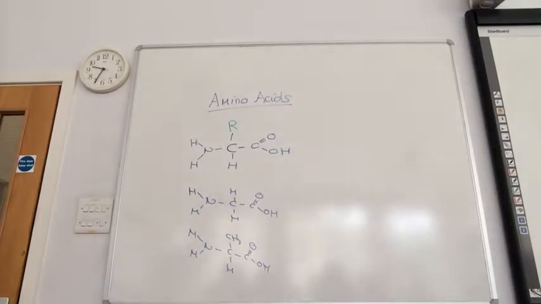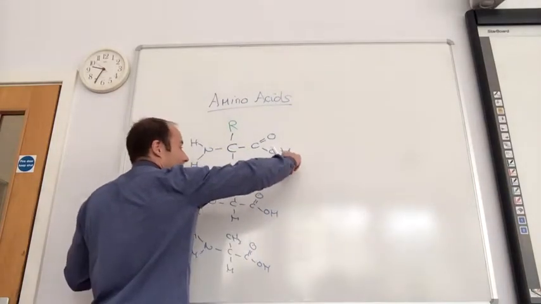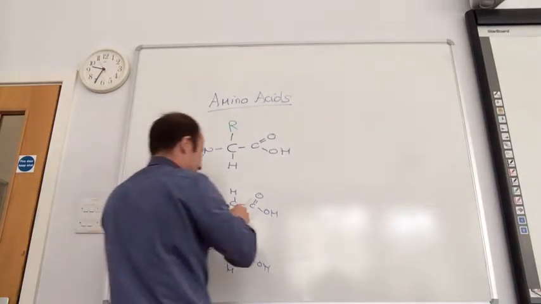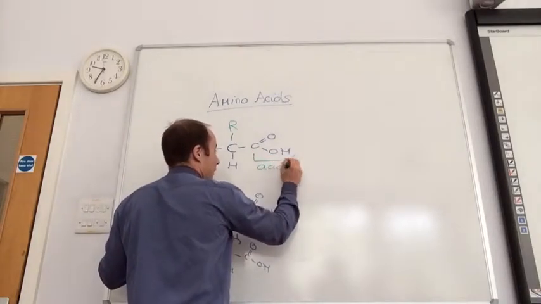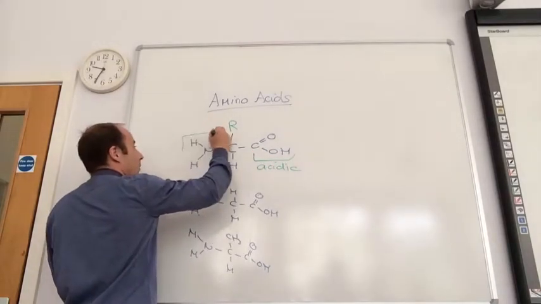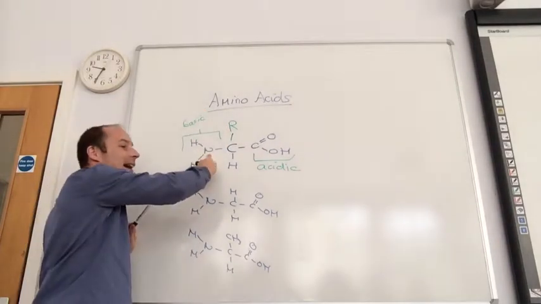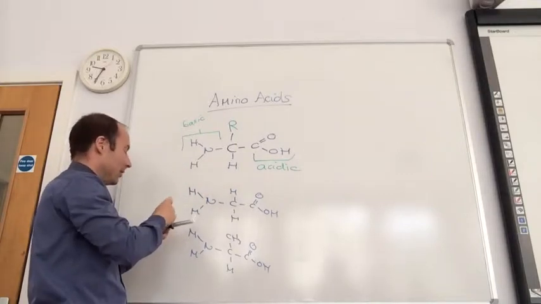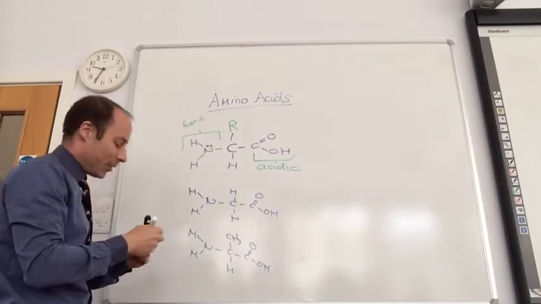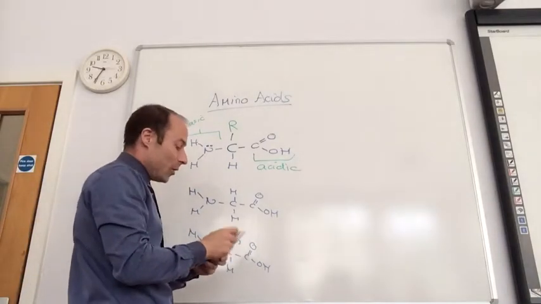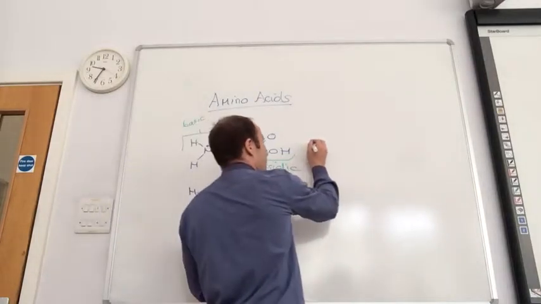Now, let's have a look. I've got an acid group. So that's acid. This has acidic properties. And this we know has got basic properties. Why can that act as a base? Yeah, because it's got a lone pair on the nitrogen atom. So, generally, they exist in this form.